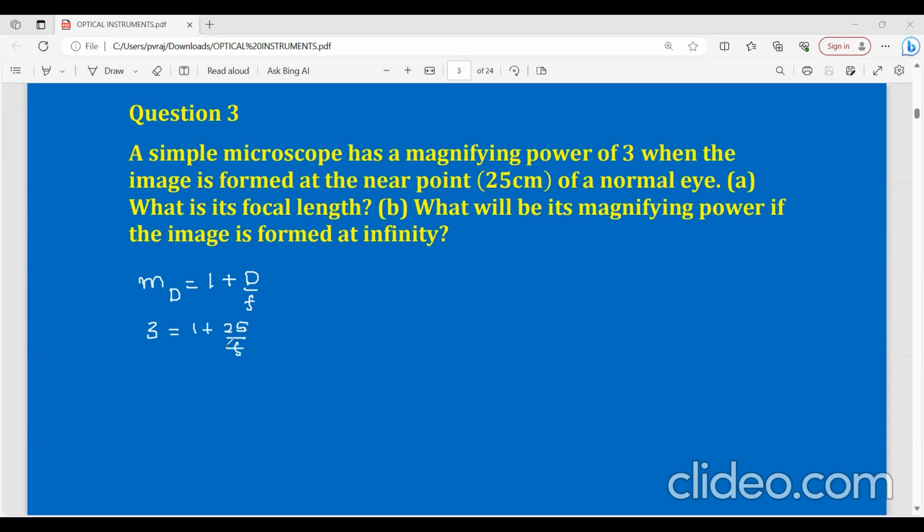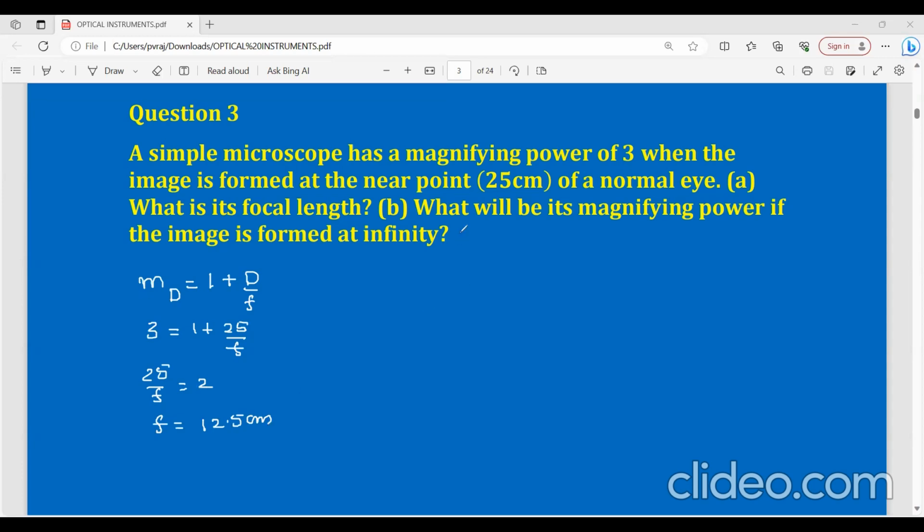And what is the first question? What is its focal length only? From this equation you can easily solve. Then 25/F becomes 3 minus 1, which is 2. So F will be 25/2, which is equal to 12.5 centimeters. The first question was completed.